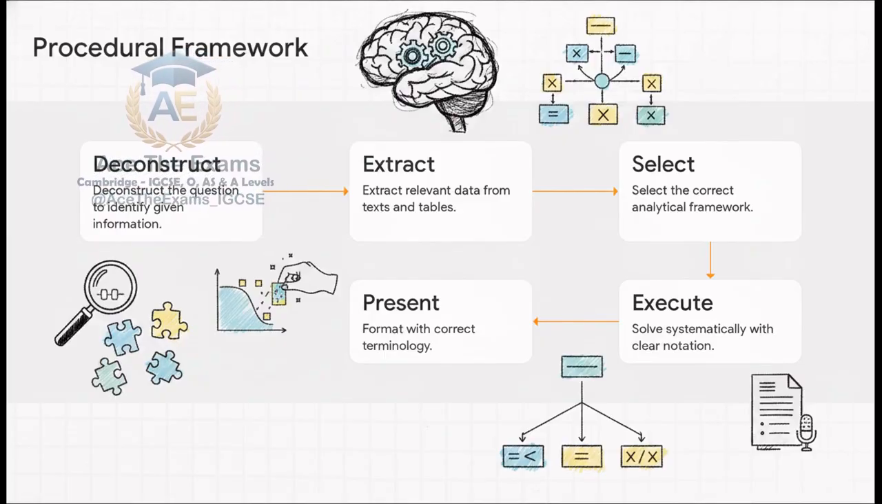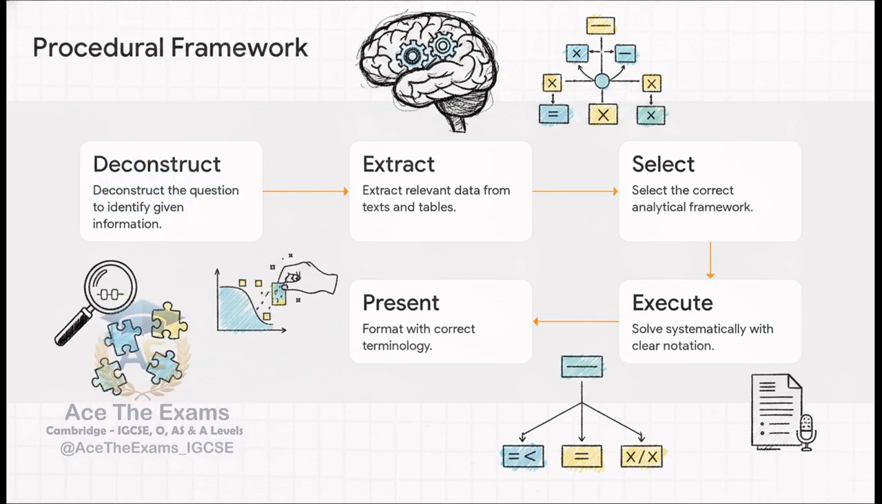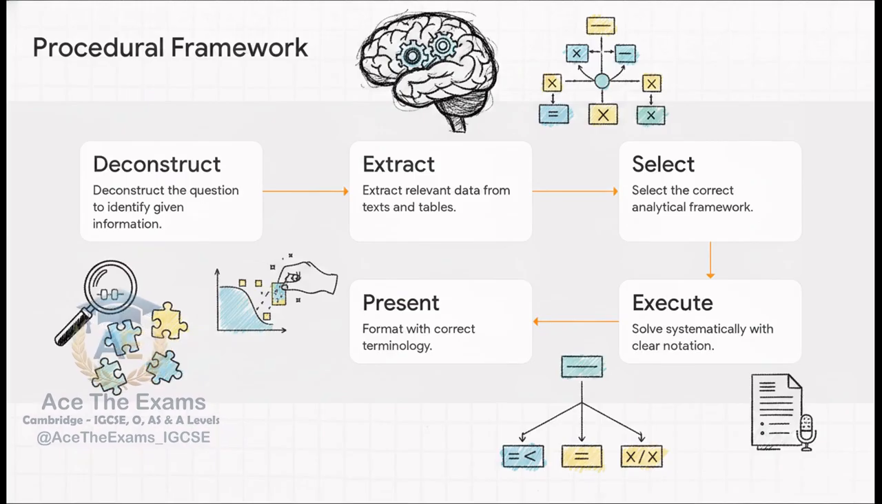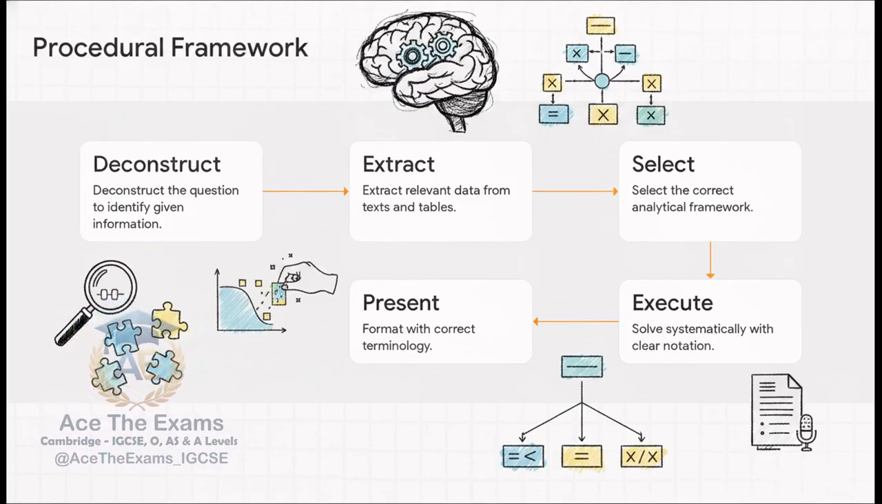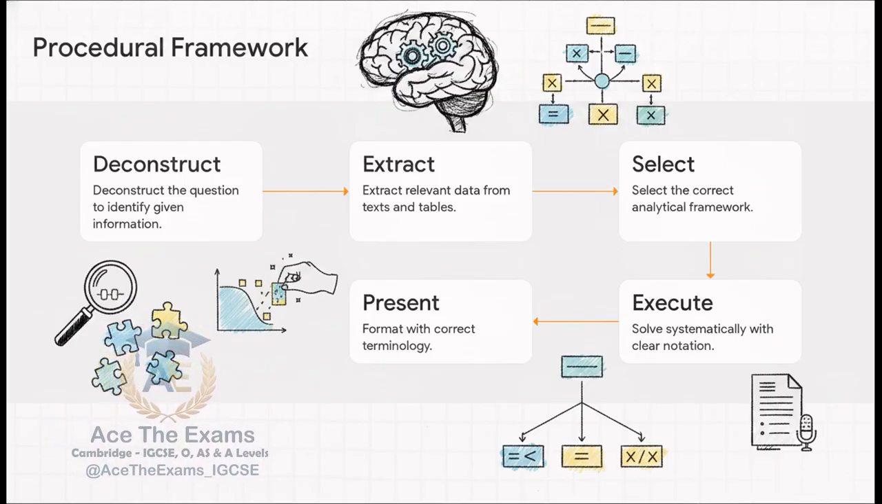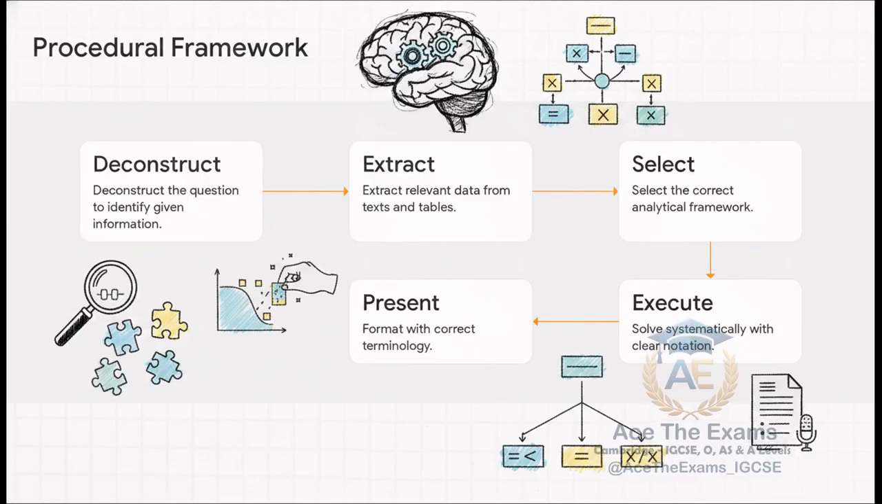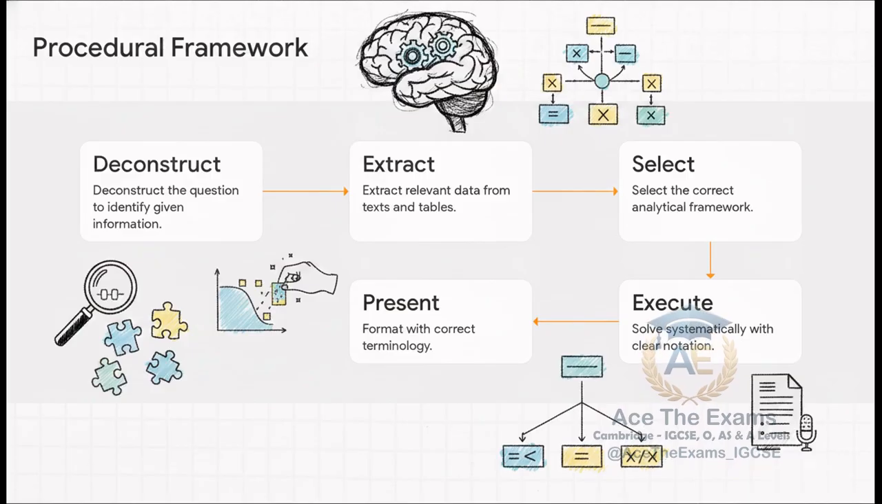Let's walk through the 5-step procedural framework you need to attack literally any complex past paper question on touch, temperature, or light sensors. First up, Step 1. Deconstruct. Break the question down into its logical components. What information are they actually giving you? Next, Step 2. Extract. Pull out the relevant data from the scenario. Maybe it's a table showing fluid levels dropping over time. Then, Step 3, select. Choose the correct analytical framework or principle that applies to this specific data.